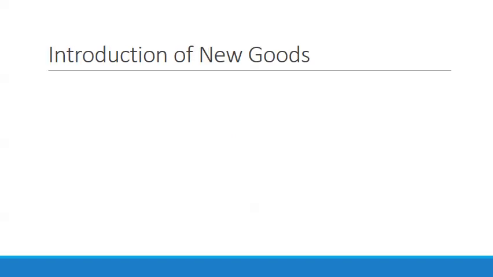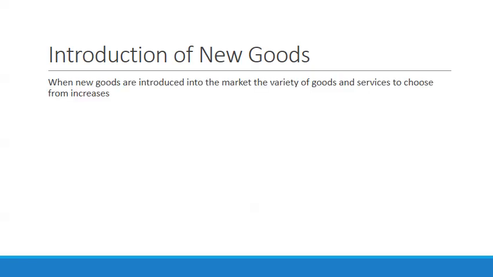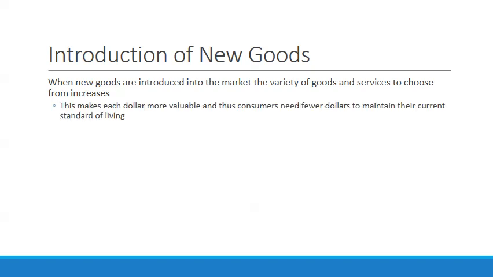So our third issue here is the introduction of new goods. When new goods are introduced into the market, the variety of goods and services to choose from increases. Just think about over time since the beginning of the 20th century into the 21st century, how many new products have been introduced into the market. And so what happens, of course, is each dollar becomes more valuable, and thus consumers need fewer dollars to maintain their current standard of living.